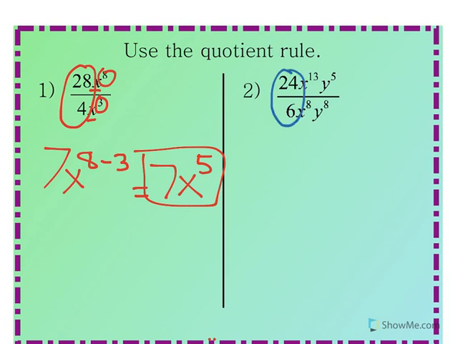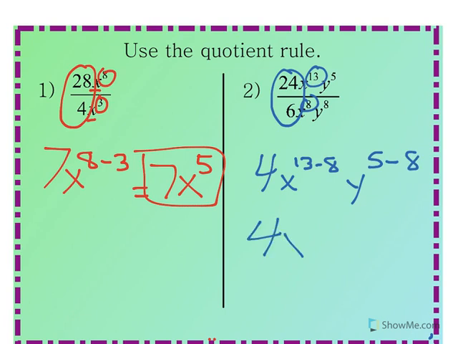Take your coefficients, 24 divided by 6, that is 4. X's will be 13 minus 8, because those are the exponents of the like letters. For the y's, it will be 5 minus 8. If we simplify, we will get 4x to the 5th, y to the negative 3rd.